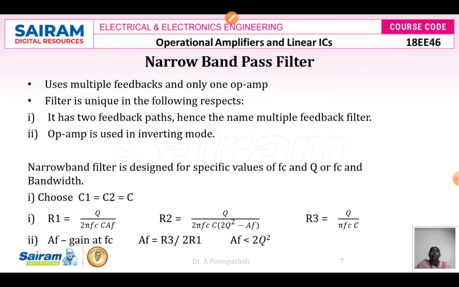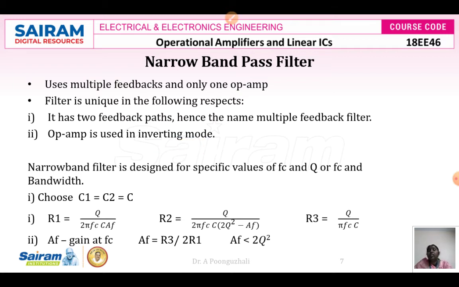Next is the narrow bandpass filter. In all these filters until now, we had used only one feedback. But in narrow band filters we will be using multiple feedbacks with one operational amplifier. So this filter is going to be unique because it has two feedback paths, and hence it is called a multiple feedback filter. The operational amplifier is used in inverting mode. Till now we had used the non-inverting mode.